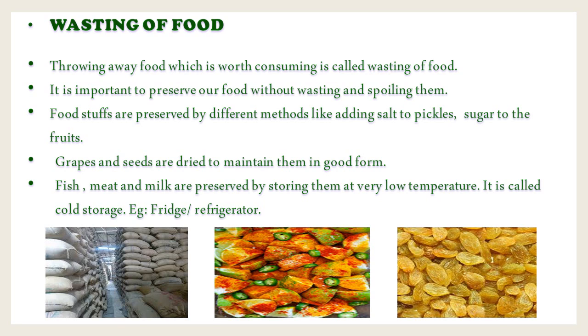Foodstuffs are preserved by different methods like adding salt to pickles and sugar to fruits. Grapes and seeds are dried to maintain them in good form. Fish, meat and milk are preserved by storing them at very low temperature. It is called cold storage. For example, fridge, refrigerator.